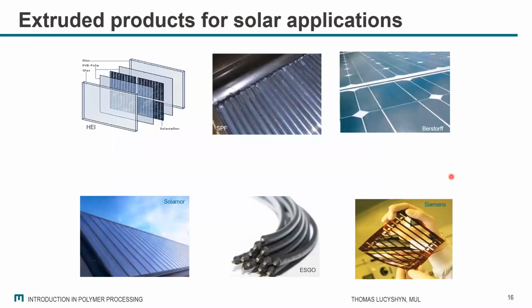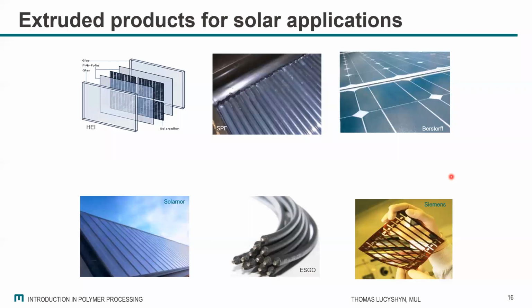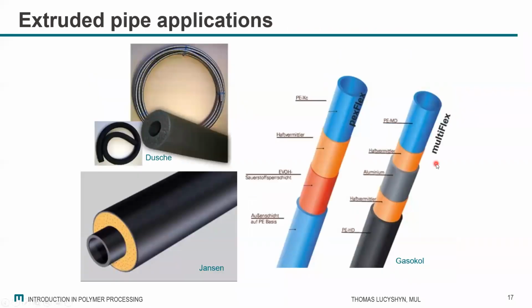Well, then let's go. The first one is about extrusion. So let me first show you some typical extruded products, like sheets, plates, wires, and films for different applications. In this case, some applications taken from solar applications. Pipes can be foamed to get better insulation properties.